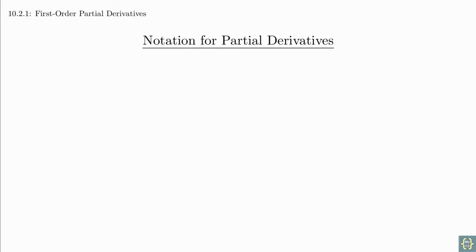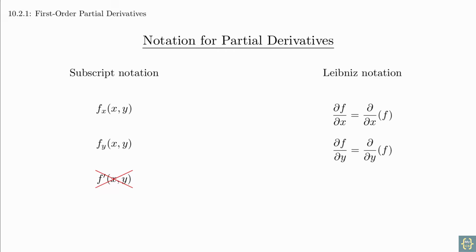There are two notations for the partial derivative. We have presented things with the subscript notation. Notice that we cannot just use a prime to denote the partial derivative, because it doesn't indicate which derivative we're taking. Another notation for partial derivatives is known as the Leibniz notation, which is the notation that uses fractions.